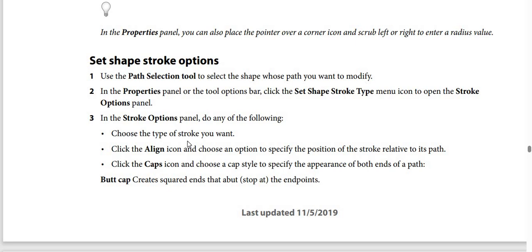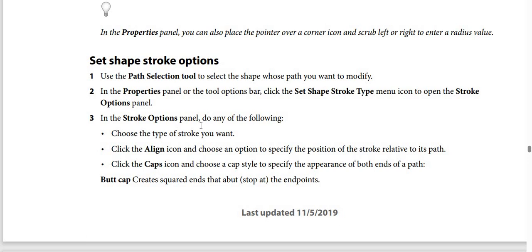Step number 3. In the stroke options panel, do any of the following. You should choose the type of stroke you want. After that, you should click the align icon and choose an option to specify the position of the stroke relative to its base.